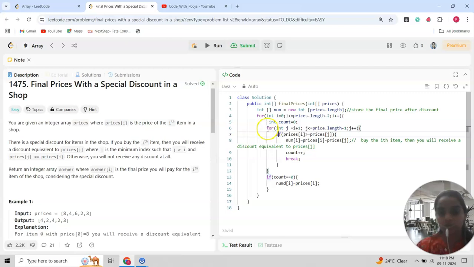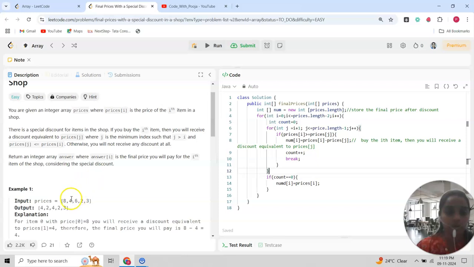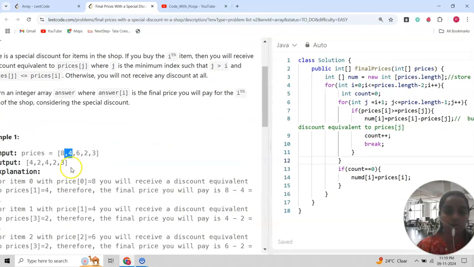We have to break here because, let's think that there is an element like here, a 4. Now it will check that 4 is greater than 2. The price of the item at this position will be greater than this one. Moving forward, again the price of this element is greater than this one. So we have to get only one discounted amount. For this we find only one and then we break.